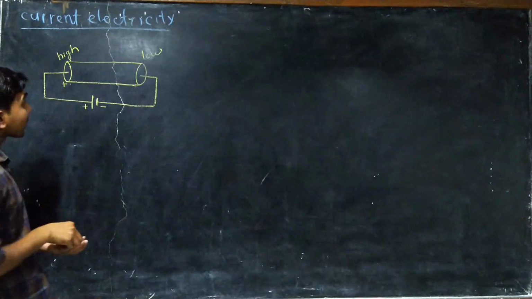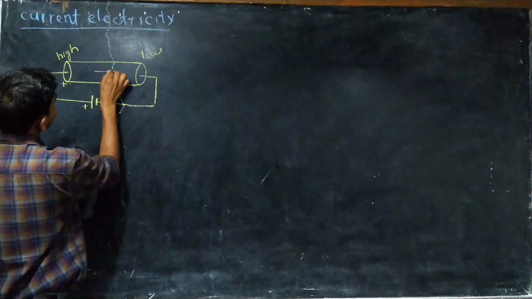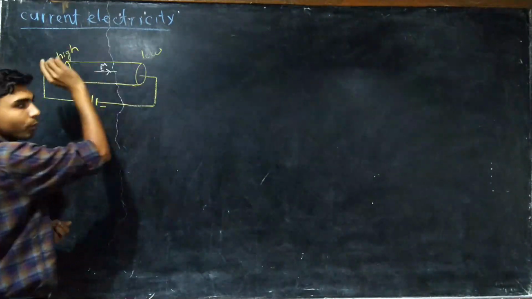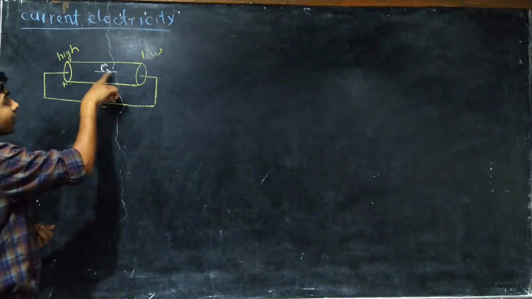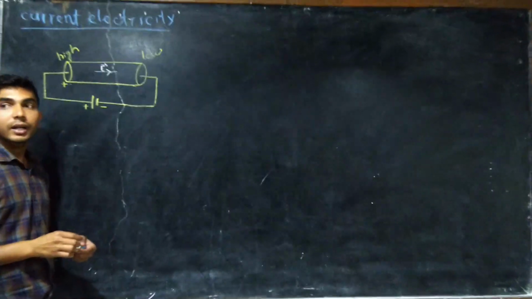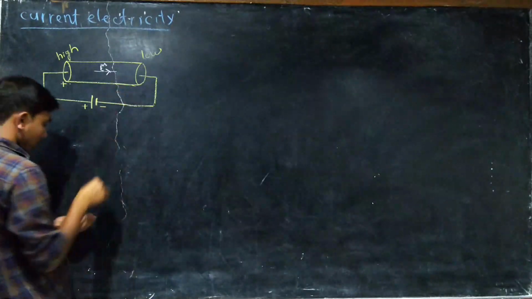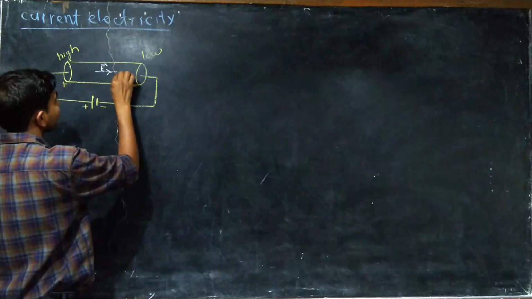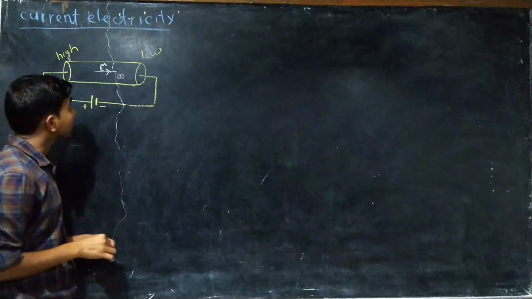So there will be an electric field inside the conductor, from higher potential to lower potential. You know, what is present inside the conductor? Electrons are present, that is, free electrons. So suppose this is your electron, present inside the conductor.